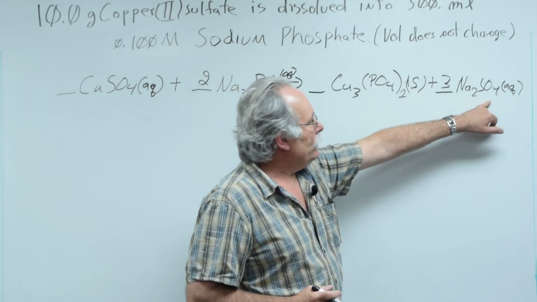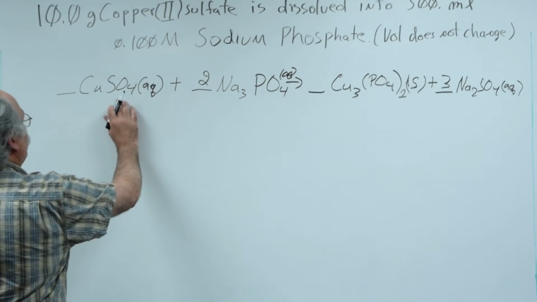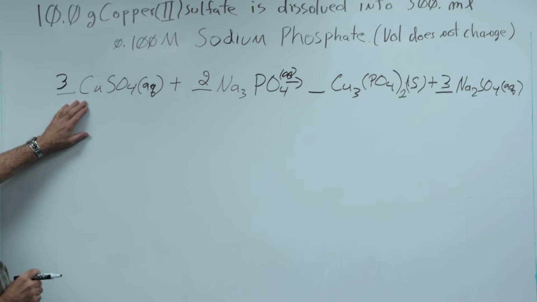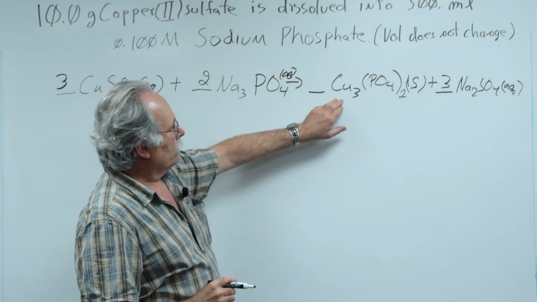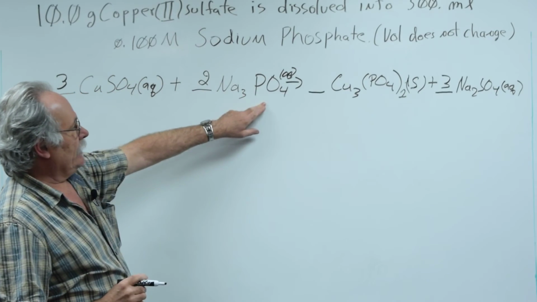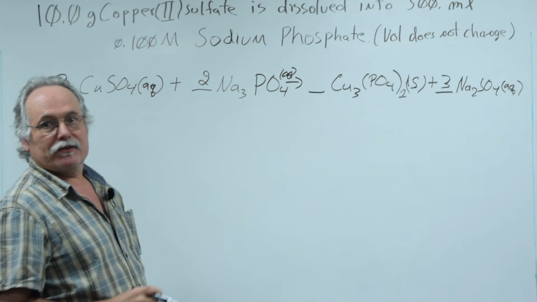So I have 3 sulfates here, so I come over here, and I have 3 sulfates here. I have 3 coppers here, 3 coppers here, 2 phosphates here, 2 phosphates here, and I'm back to the sodium, and this is a balanced equation.